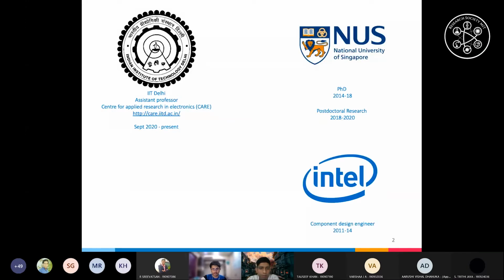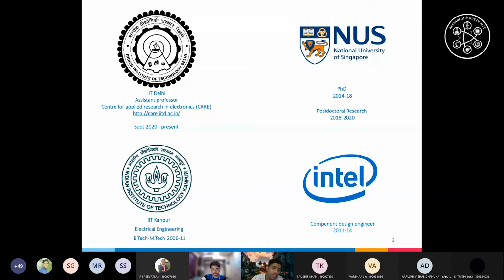Before that, for some years, I worked at Intel as a component design engineer. At Intel, we had a team working on a 14 nanometer server processor, and I worked in that team, basically in design synthesis. And before that, my BTech MTech dual degree was from IIT Kanpur, in the Electrical Engineering department. So the key message I want to give from this slide is basically about research.